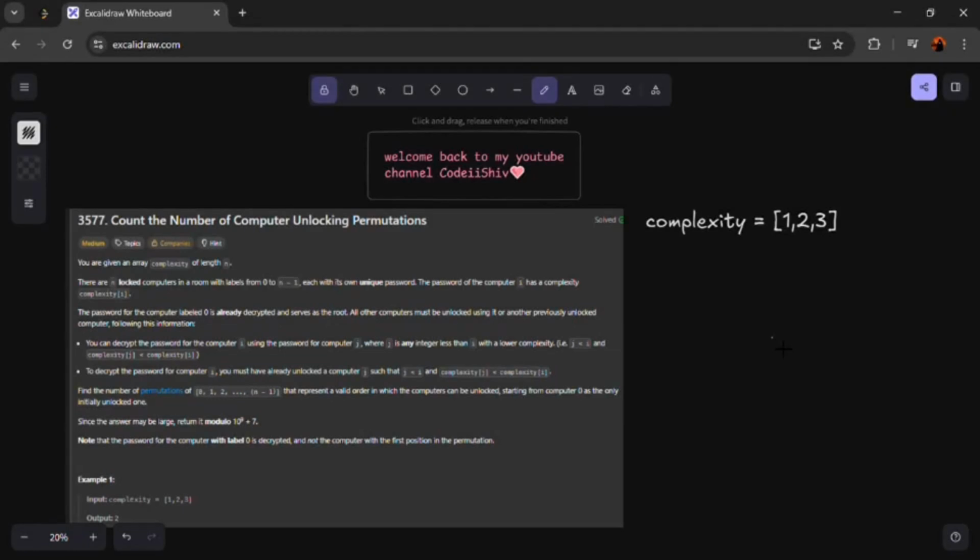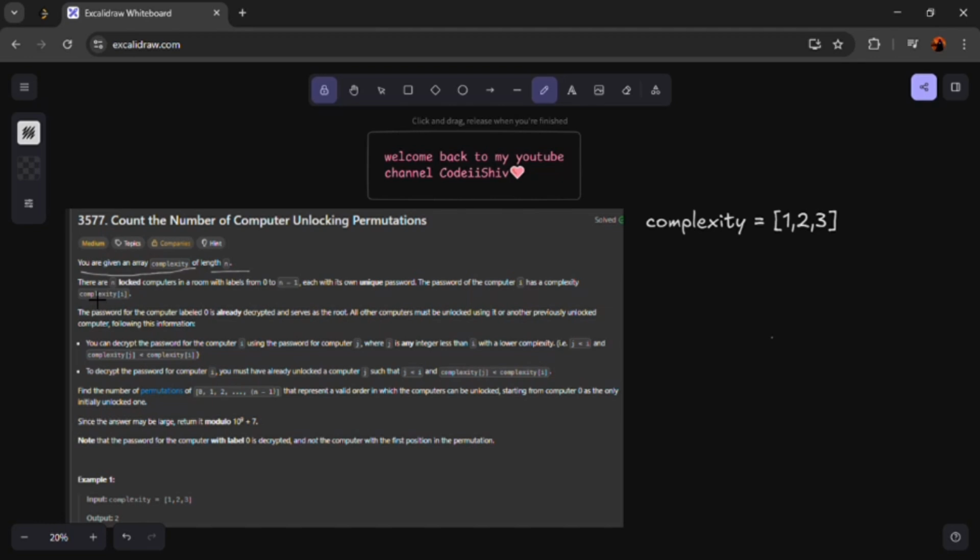Today I am going to give the solution for LeetCode problem number 3577, Count the Number of Computer Unlocking Permutations. In this question, you are given an array complexity of length n.